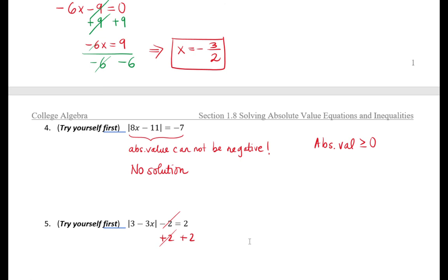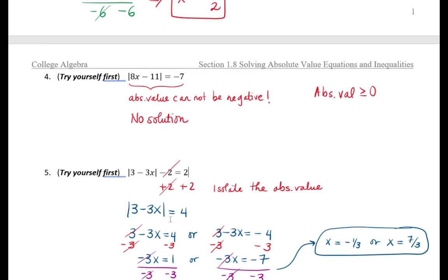So now, as you see in this case, what you really need to do is isolate the absolute value. You move that negative 2 to the right side, so the right side becomes positive 4. So we simply get the equation absolute value of 3 minus 3x equals 4. Then we solve in the typical way. Set it equal to 4 or negative 4 and solve it.